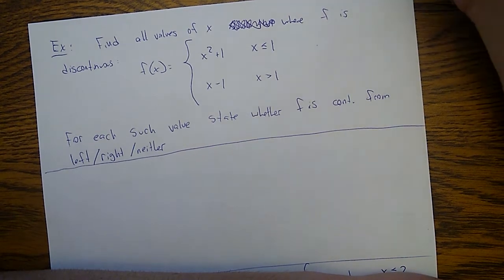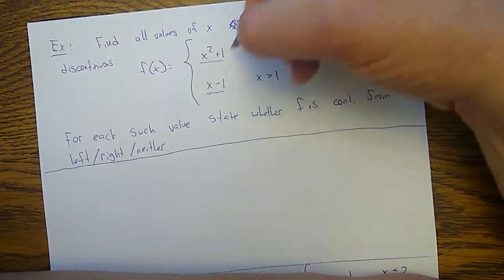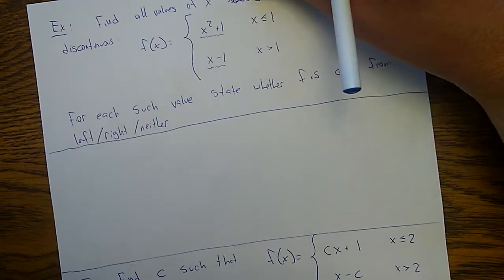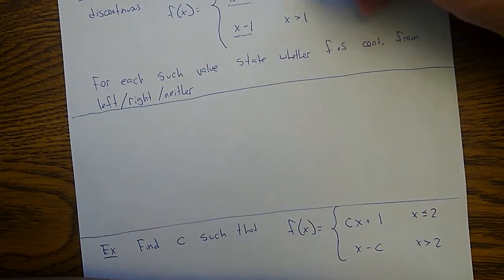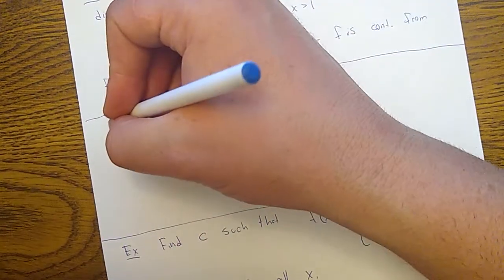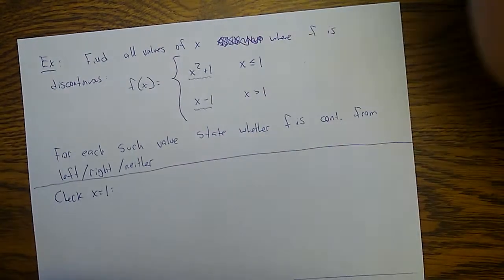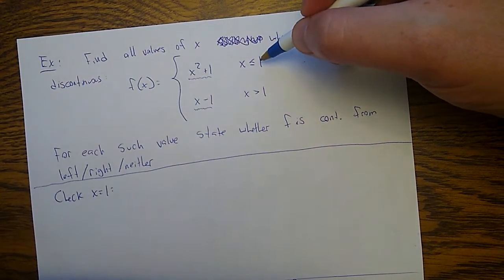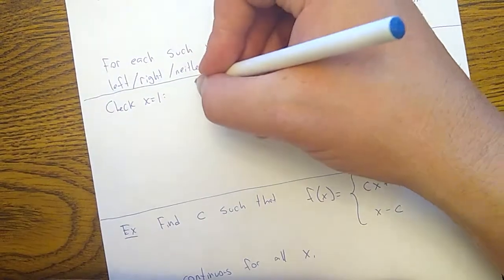So really, the only things to check are, of course, you can check this function individually. This is just a polynomial, so this would be continuous everywhere. This is also a polynomial, so this would be continuous everywhere. So the only possibility is these breaking points, or x equals 1, because that's the only breaking point. Since I'm using a different formula for values smaller than 1 and larger than 1, I'm going to separate this into a left limit and a right limit.